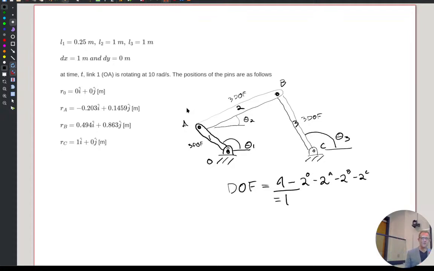So it's 1 degree of freedom. That means if I know how fast one part is moving, I know how fast everything is moving. So if I know link 1 is rotating at 10 radians per second, everything else should be a function of how fast that one's moving. At least in theory, that's what it should be.